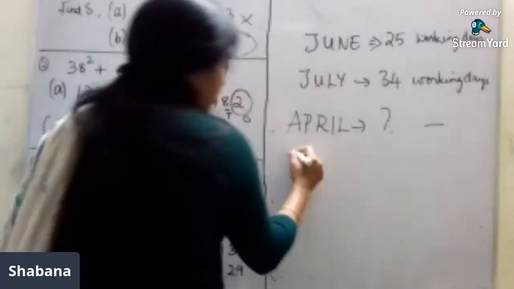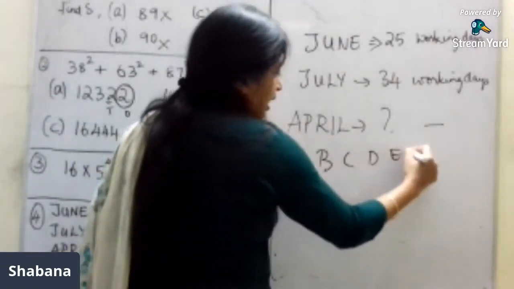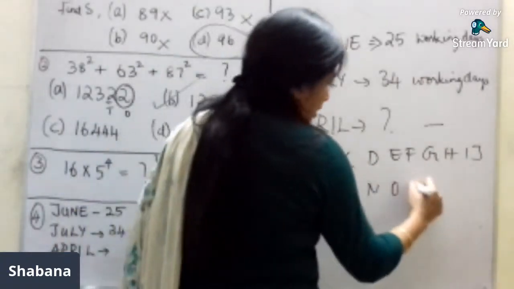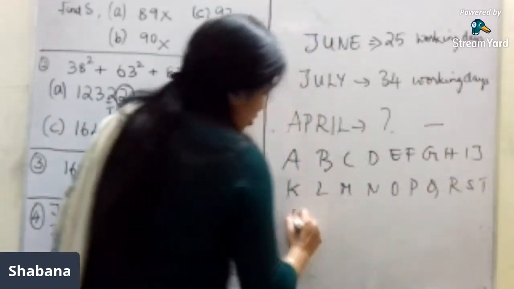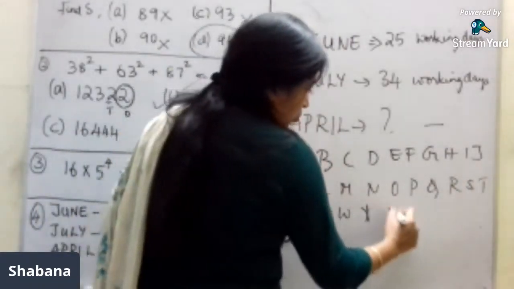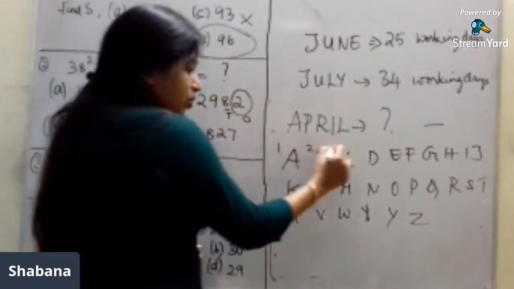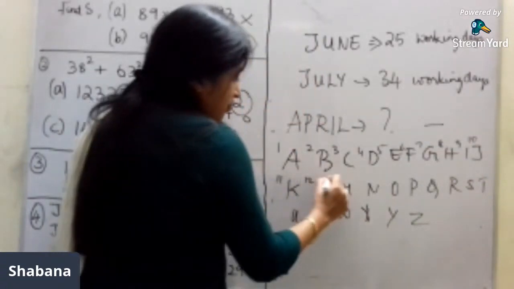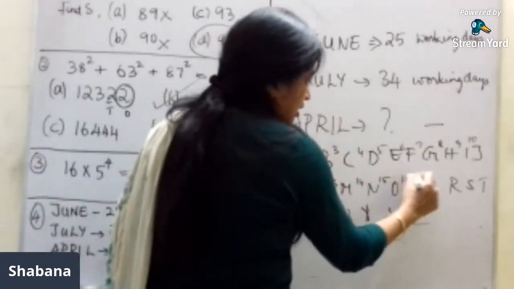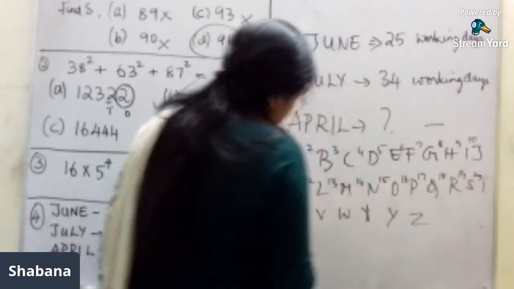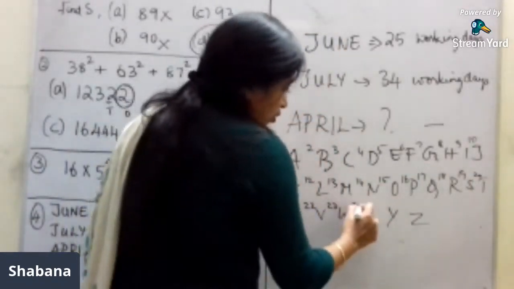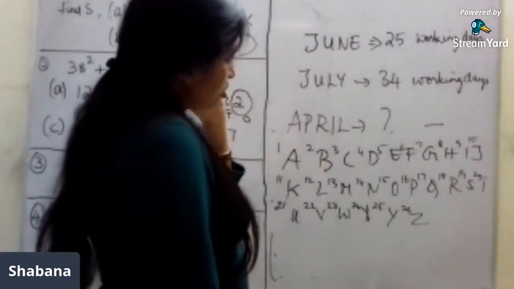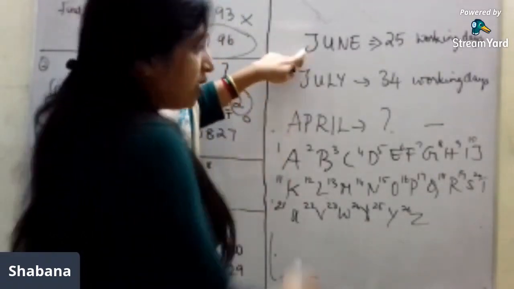Now, let us write all the letters: A, B, C, D, E, F, G, H, I, J, K, L, M, N, O, P, Q, R, S, T, U, V, W, X, Y, and Z. I'm going to give them numbers 1, 2, 3, up to 26. Okay, fine. So now in June, J stands for 10.